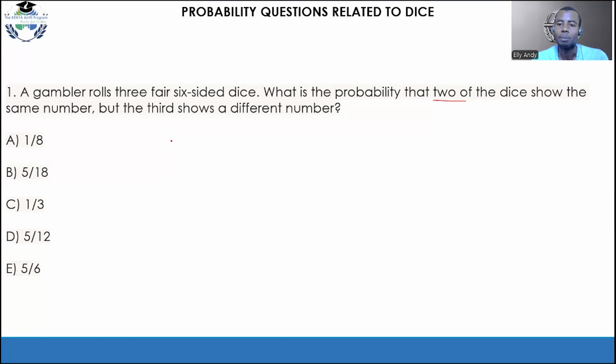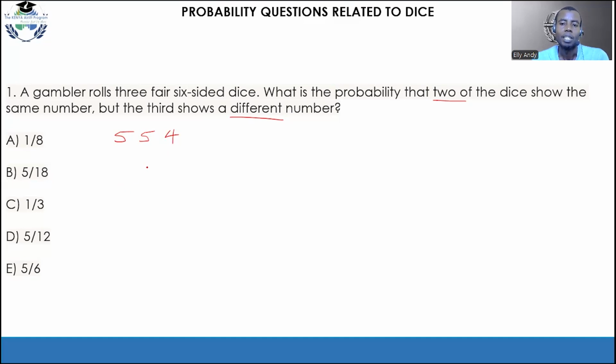That is the number of ways or the different scenarios that can give us 2 dice having the same number, but the third one having a different number. For example, let's say the first die reads 5. If we want 2 of them to have the same number, it means another one should also have 5, but the third one should be different. For example, it should be 4.